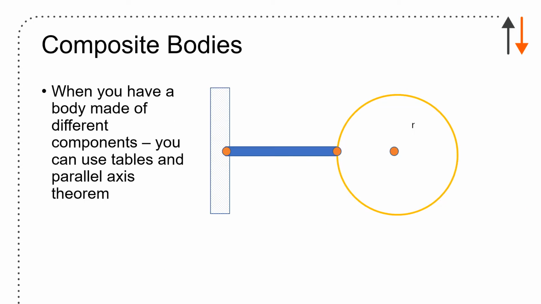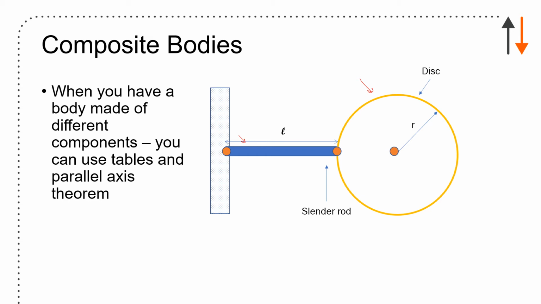The other thing is composite bodies. You often have composite bodies when you're dealing with these problems, and when you have components like this, you often use tables. The one thing that you really should know are these two objects: a slender rod and a thin disk. You kind of have to have those in the back of your mind. If you look at the crib sheets that you were given, you will find that information in there. But I strongly recommend that you at least know the slender rod and the disk for your moments of inertia.